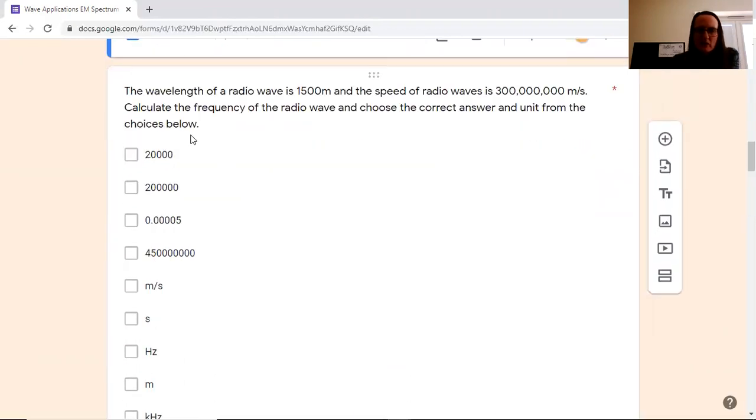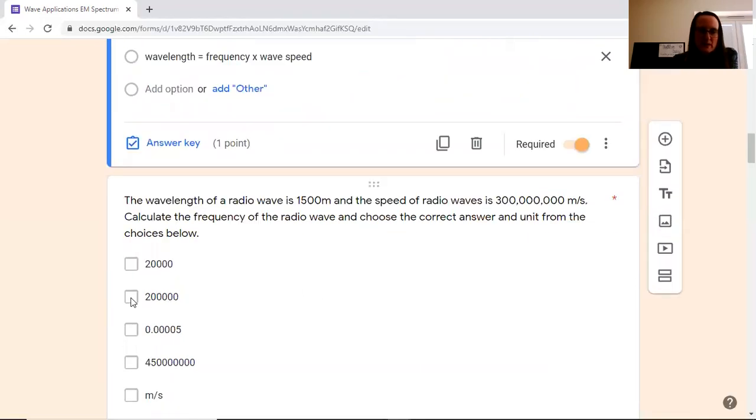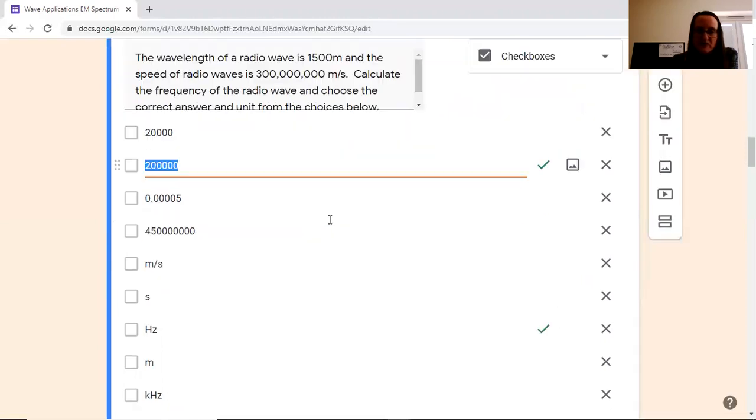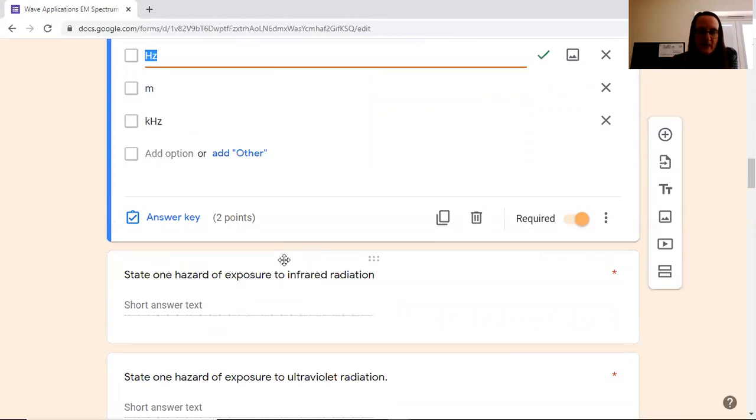Here for this one, you've got a radio wave. Its wavelength is 1500 meters. The speed is 300 million meters per second. Calculate the frequency. A few mistakes here. Basically, you've got to use this equation here. We know the wave speed, we know the wavelength. So if we divide the wave speed by the wavelength, we get the frequency, and the answer is 200,000. But it also asked you to select the units, which were hertz.